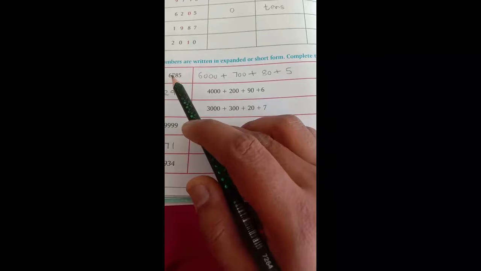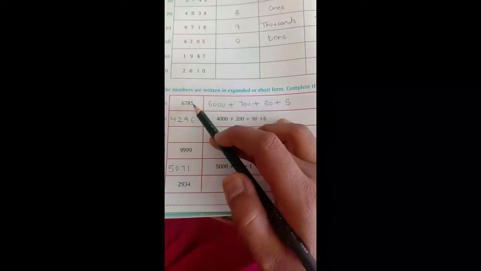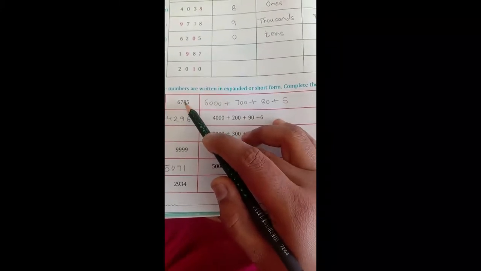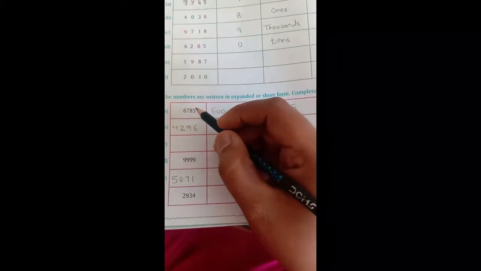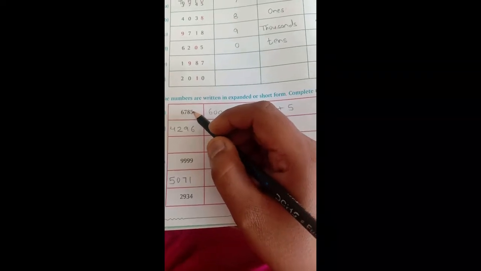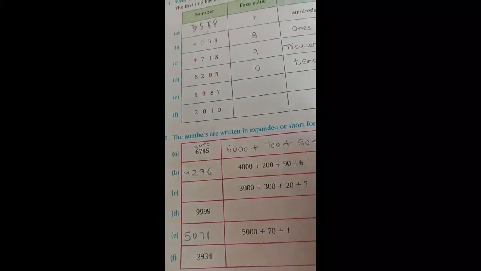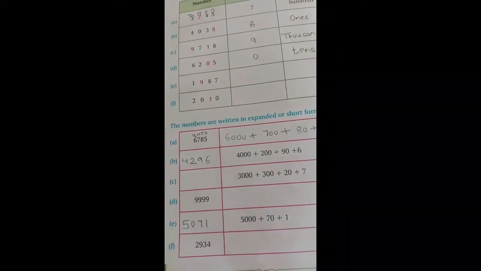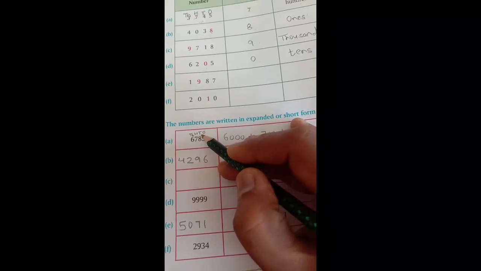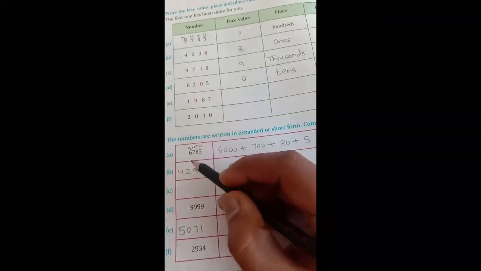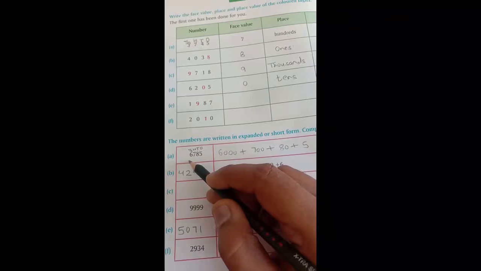Understood? Now the next exercise is: the numbers are written in expanded or short form. Complete the table. First is 6785. We know the places of this number. If you don't remember the places of the number, you can write them above it: ones, tens, 100, 1000. And expanded form starts from the left side.